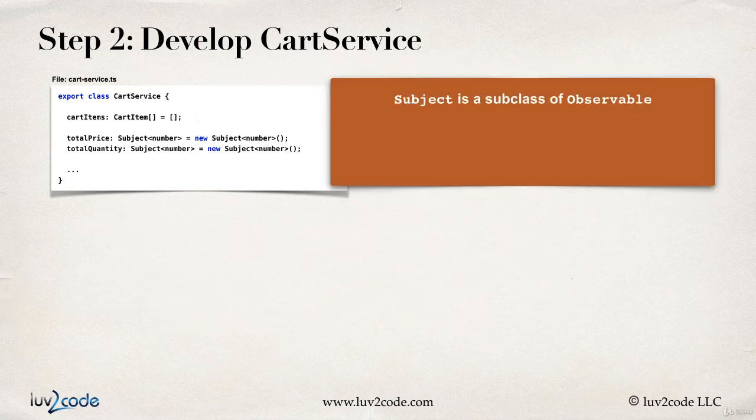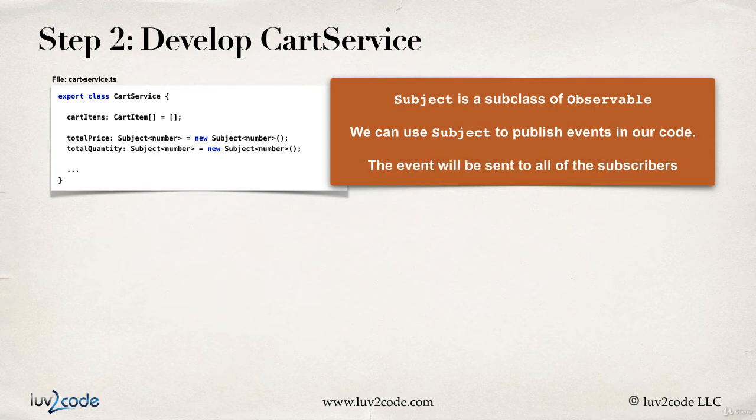And then we have two entries here for total price and total quantity. These are subjects. So you may wonder, well, what is a subject? Well, a subject is a subclass of observable. And so we can use the subject to publish events in our code programmatically. And then these events will be sent to all of the subscribers. I'll actually show you coding in a second on how we can publish an event using this subject.